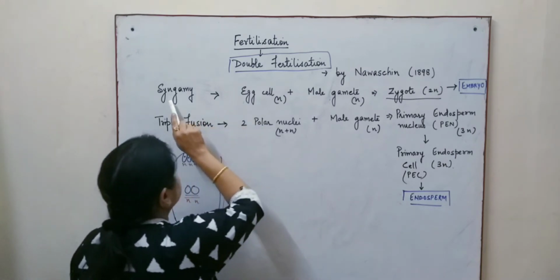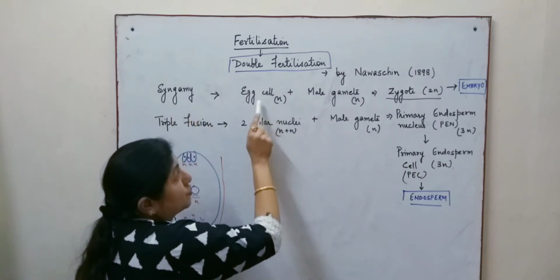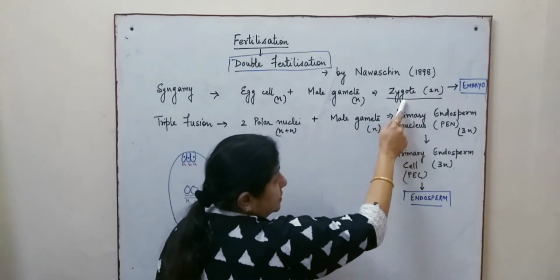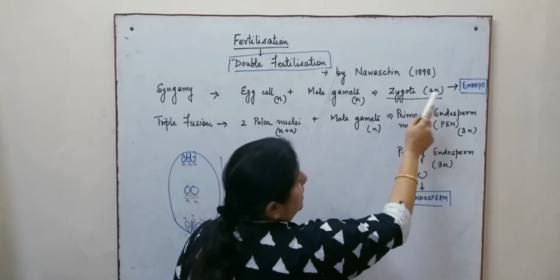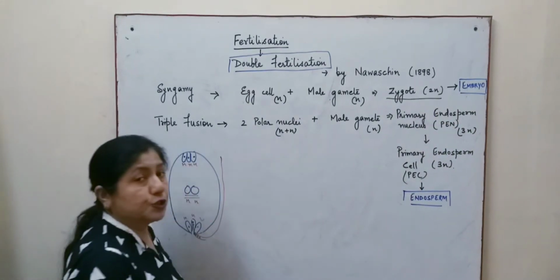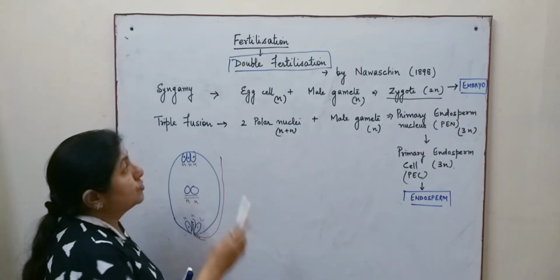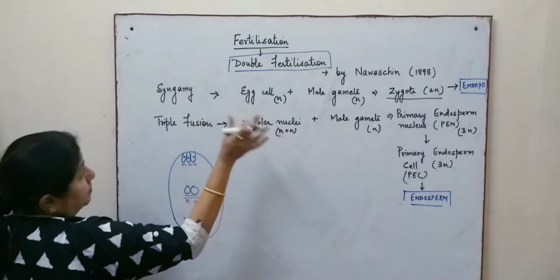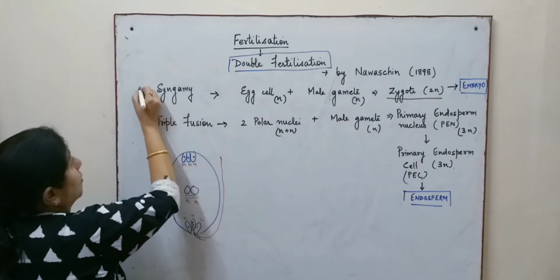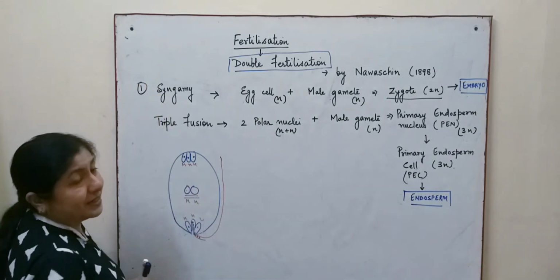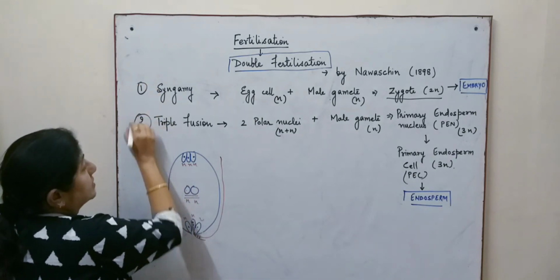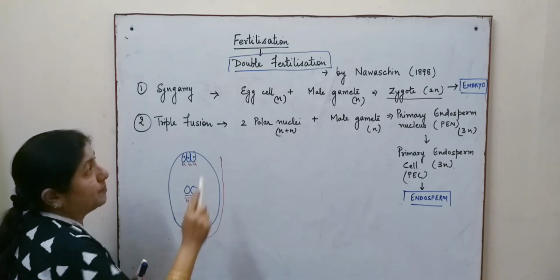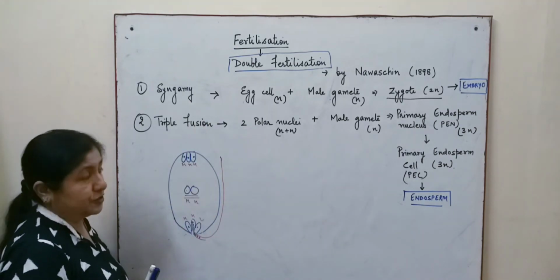Now here, due to syngamy, that is the fusion of the egg cell with one of the male gametes, the zygote is formed, and this zygote later divides fast to form the embryo. So since the fertilization is taking place, there are two fusions involved. The first fusion is syngamy and the second is known as triple fusion. Since this fusion takes place two times, we call it double fertilization.